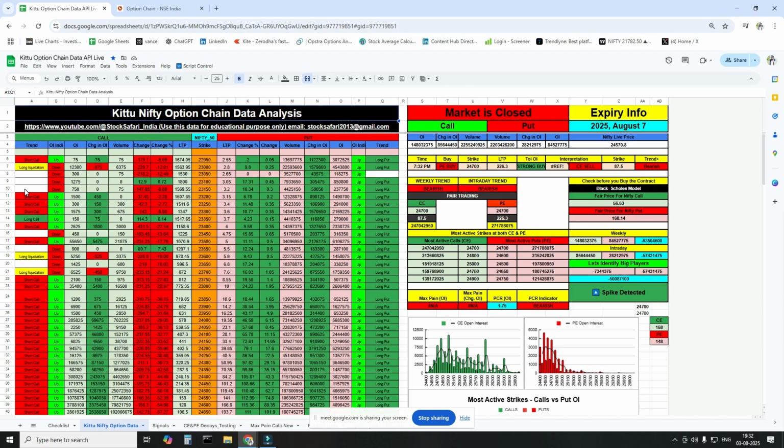Now let's go deeper and understand what calls and puts are, and I will also tell you some of the beauty of our option chain analysis.